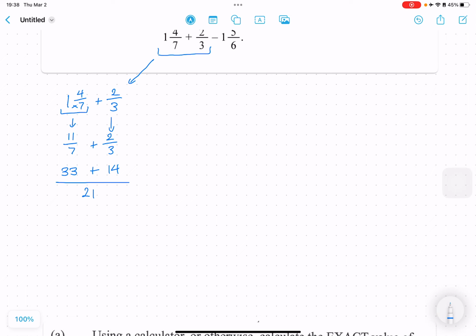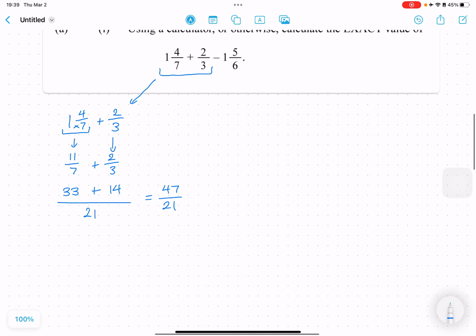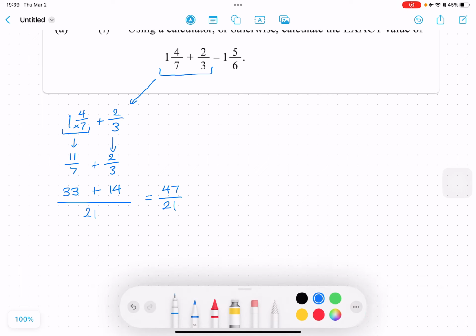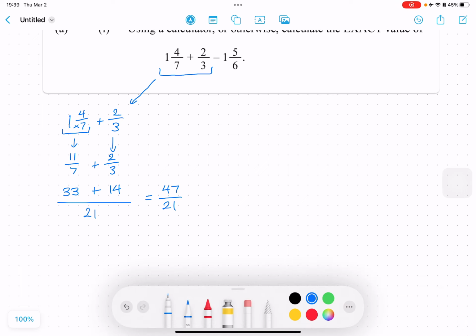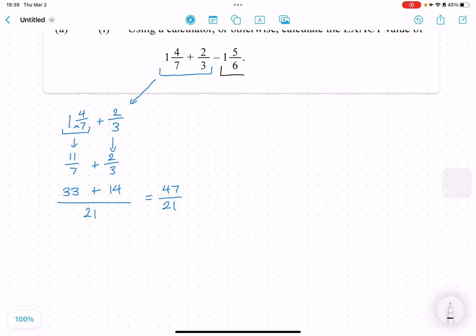Right, and now we could add these two values together. So 33 plus 14 happens to be 47 over 21. Now this is just the blue part of the question, right? That's the 1 and 4 over 7 plus 2 over 3. Now let's take a look at the other part of it. So we change the color there for that. We're taking a look at this part now, 1 and 5 over 6.